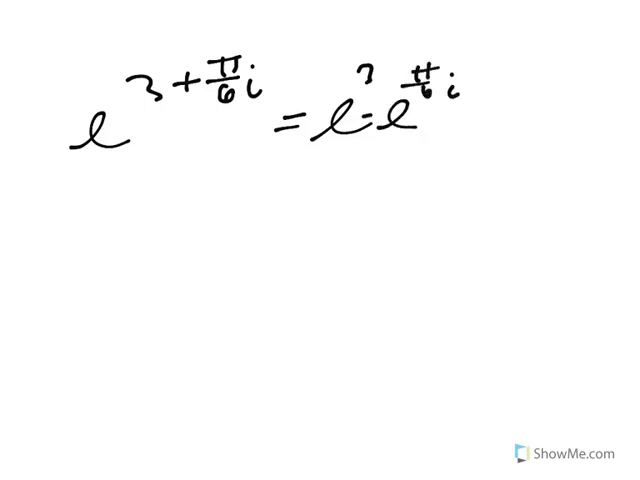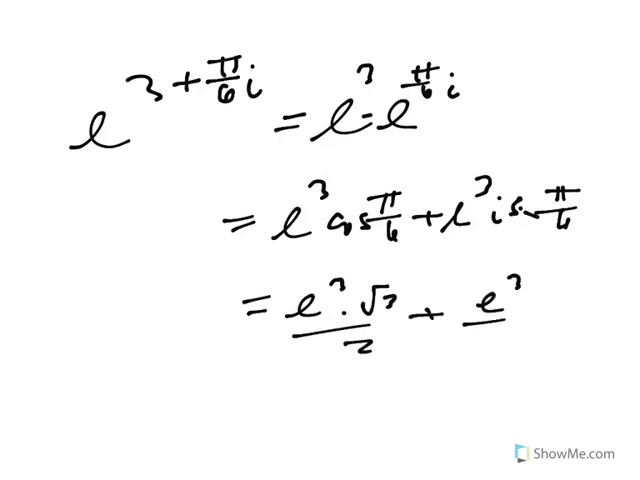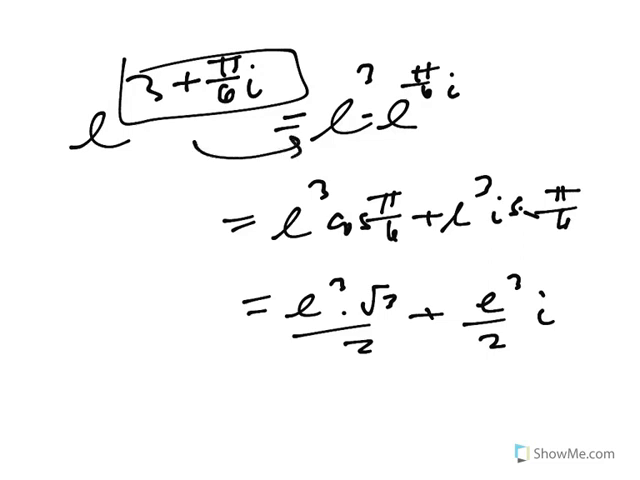the pi over 6i, which turns into e to the 3rd cosine pi over 6 plus e to the 3rd i sine pi over 6, which becomes e to the 3rd times radical 3 over 2 plus e to the 3rd over 2i. So we can even handle complex numbers that have a real part by splitting it up using the reverse of the x to the a times x to the b is x to the a plus b rule.